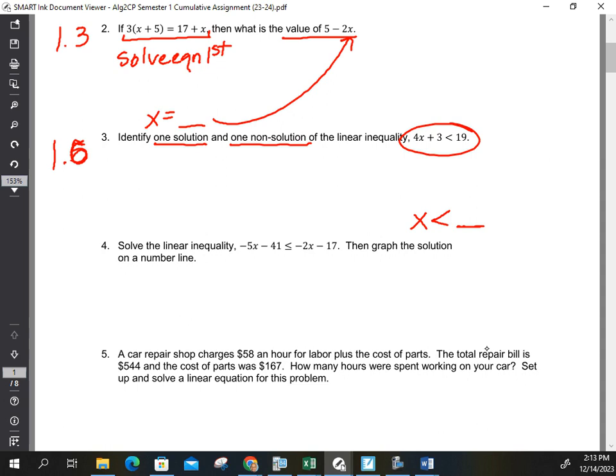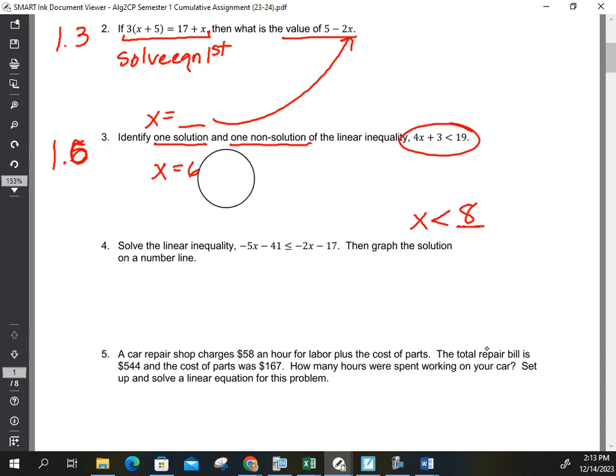So if x was less than 8, for example, that means a solution that would work, x equals 6, because 6 is less than 8. A non-solution is a number that doesn't work. X equals 10. 10 is not less than 8. It's greater than 8. So that's an example of what it's asking you for.